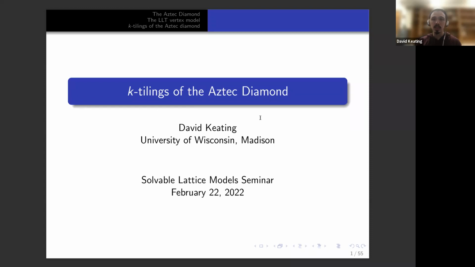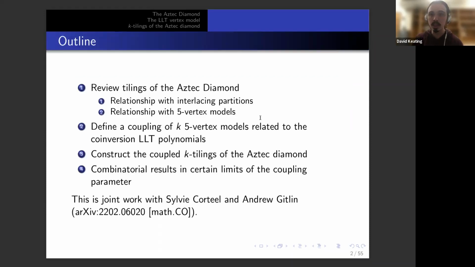Like he said, we're going to talk about K tilings of the Aztec diamond. So a little outline of our plan. We're going to first review just the standard tilings. This will probably be familiar to a lot of people in the audience, but it'll be useful for us to go through it. So we'll focus on the relationship of the tilings with interlacing partitions, as well as a relationship with a certain 5 vertex model.